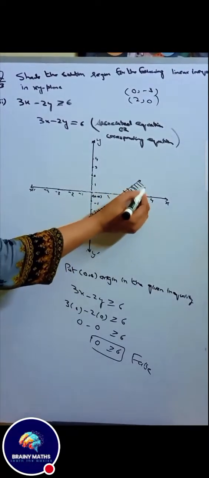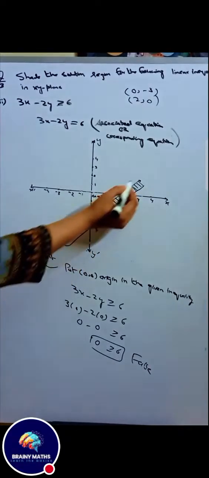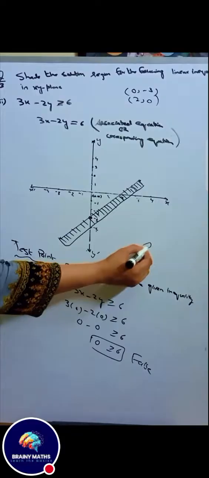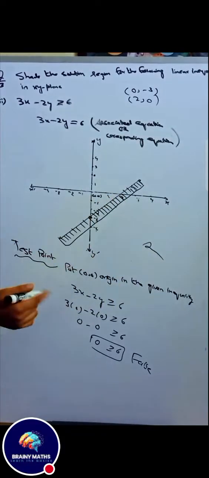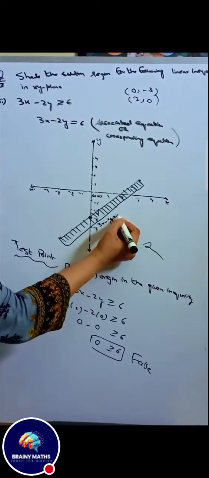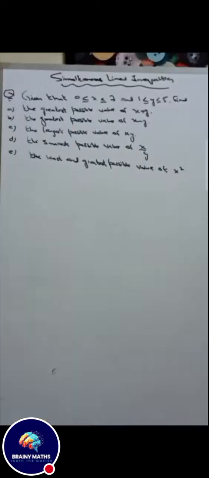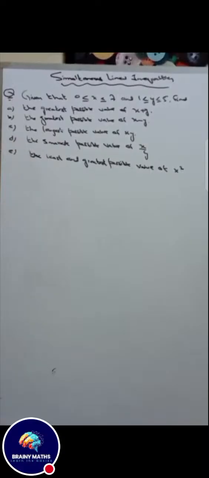By joining these lines, I get a plane like that. This is your answer. And your equation must be like that: 3x minus 2y greater than or equal to 6. I hope it's clear. Sometimes questions come like that. I just want you to understand how you will solve it.